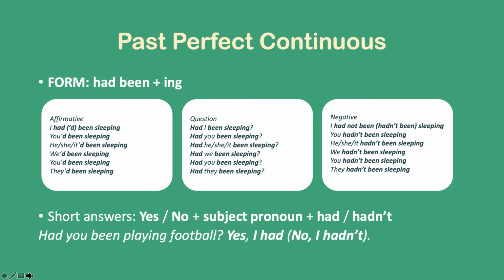To make questions, we put had before the subject: had I been sleeping, had you been sleeping, etc. We make negatives with not after had: I had not been sleeping, or I hadn't been sleeping, you hadn't been sleeping, etc. In short answers, we only use yes or no, the subject pronoun, and had or hadn't. For example, had you been playing football? Yes, I had. No, I hadn't.